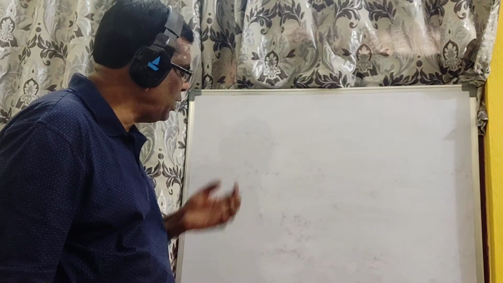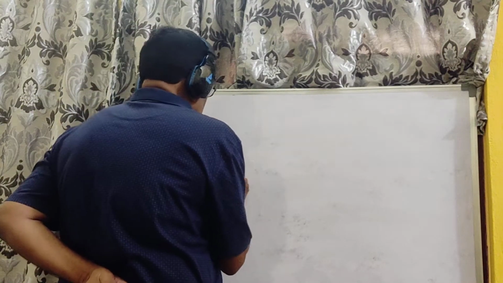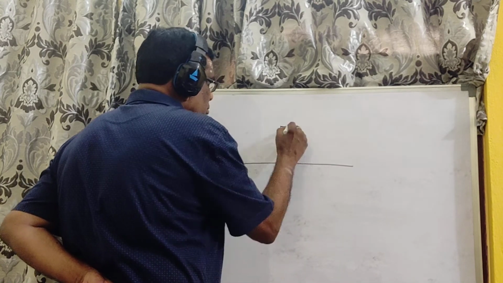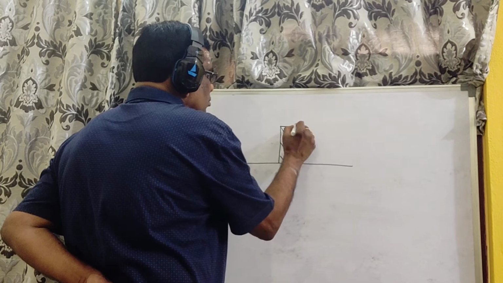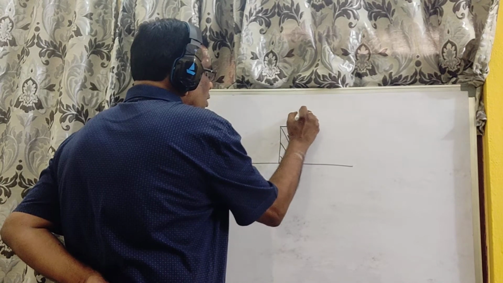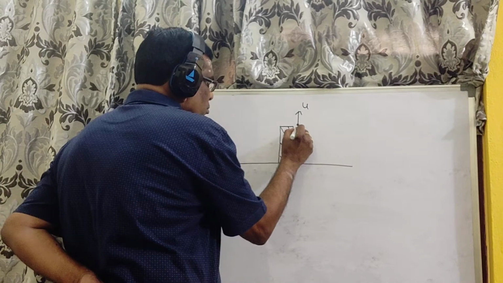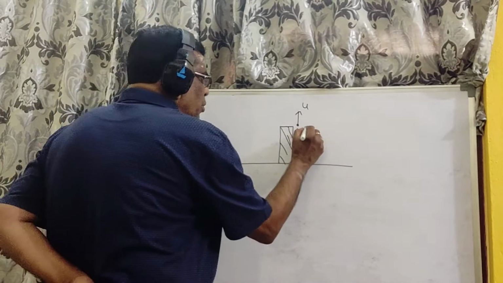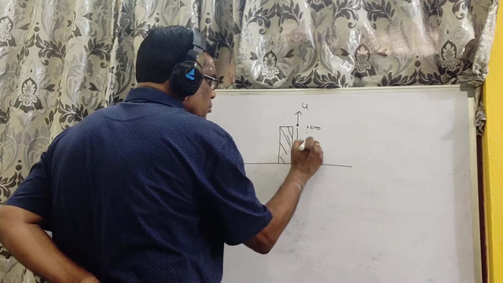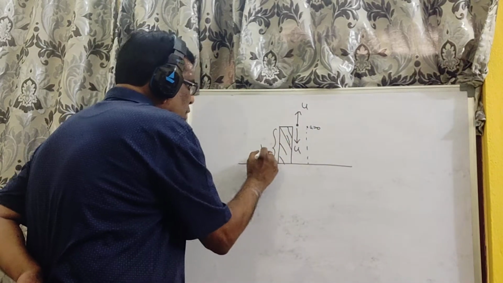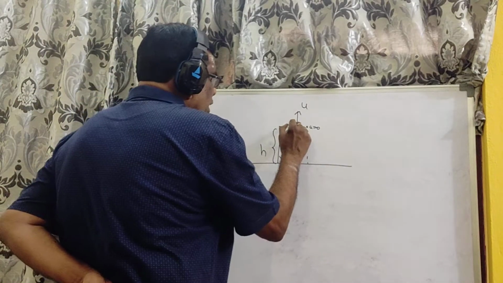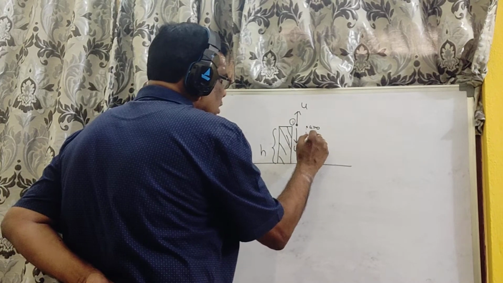Now, whenever you talk of a tower, I project a body up with velocity u, I project a body down with velocity u, and I drop a body. Let this height be H. In each of these cases, I will find out the time of flight in the first case, the second case, the third case.